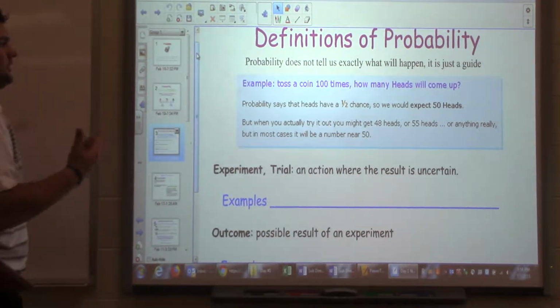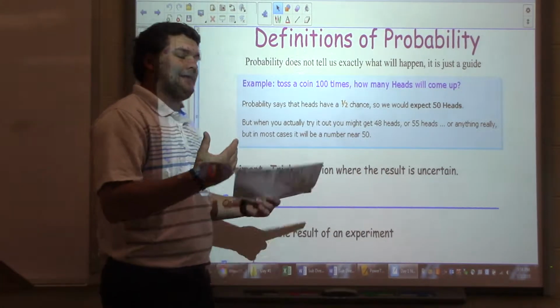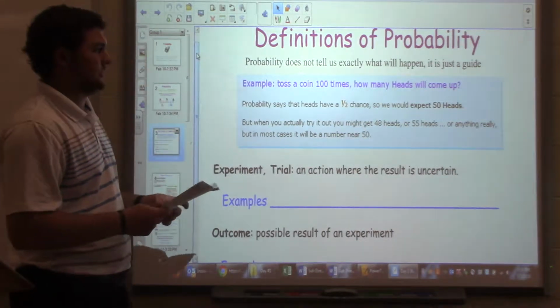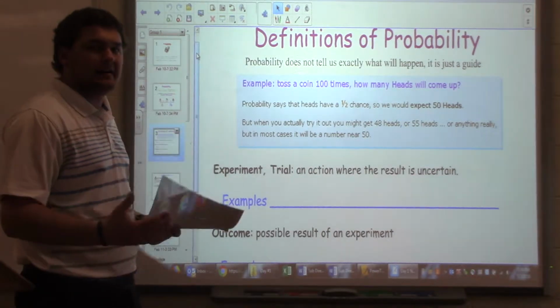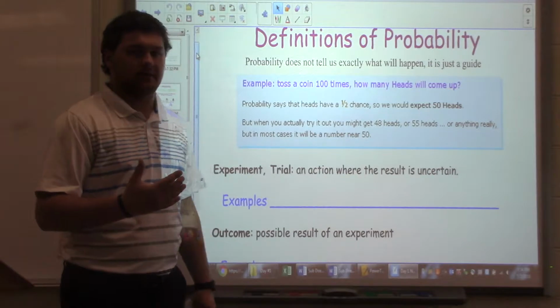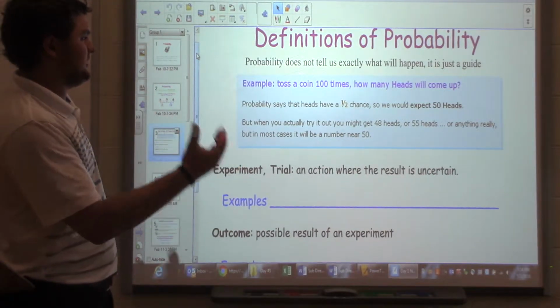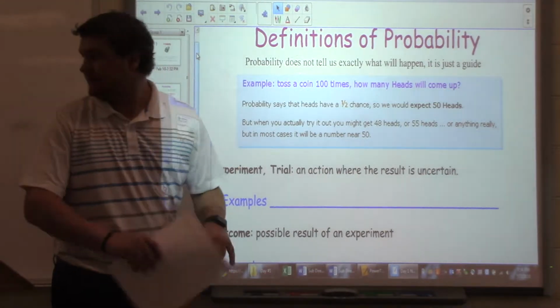So we toss a coin 100 times, how many heads will come up? Well, probability says there's a 1/2 chance that we'll get a head. So we would expect 50 heads. Obviously, every time that's not going to happen. That's why there's a difference between experimental, theoretical, all that sort of stuff.